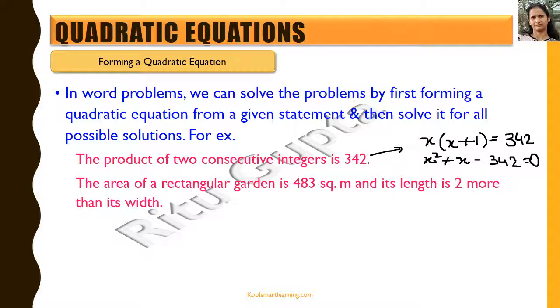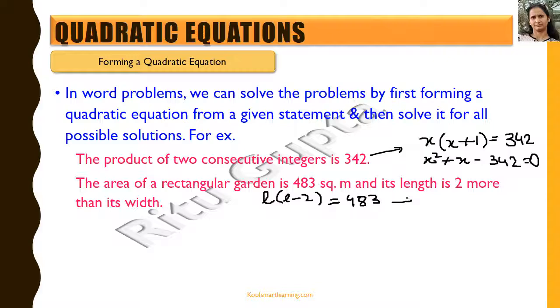Similarly, now supposing we take the length of the rectangular garden as L. Now the length is 2 more than its width. So we can say width becomes L minus 2, and the product of these two, which is the area of the rectangular garden, is given to be 483 square meter.